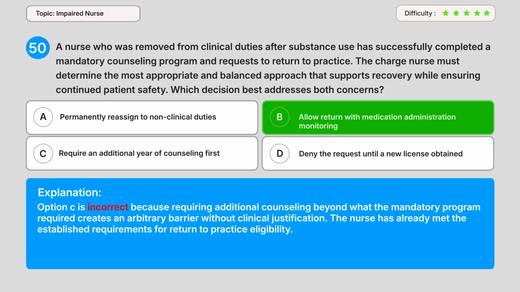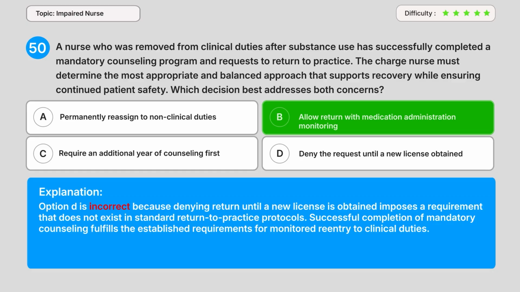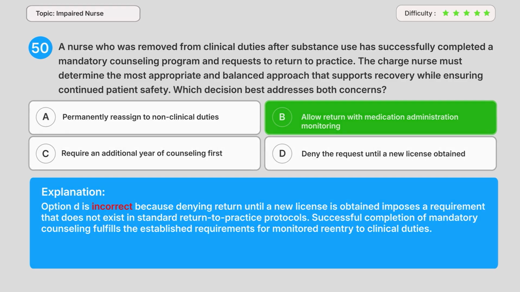Option C is incorrect because requiring additional counselling beyond what the mandatory programme required creates an arbitrary barrier without clinical justification. The nurse has already met the established requirements for return to practice eligibility. Option D is incorrect because denying return until a new licence is obtained imposes a requirement that does not exist in standard return to practice protocols. Successful completion of mandatory counselling fulfills the established requirements for monitored re-entry to clinical duties.